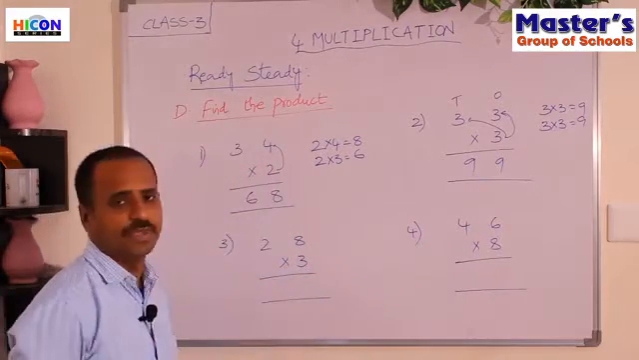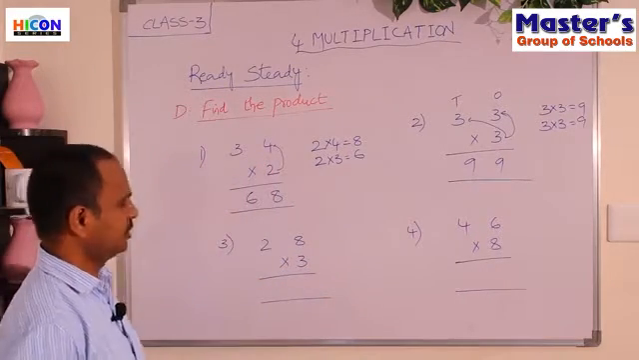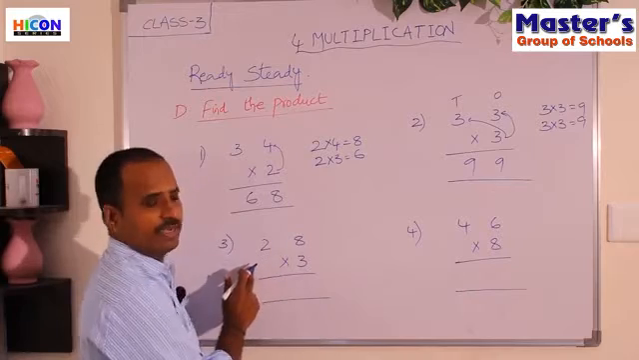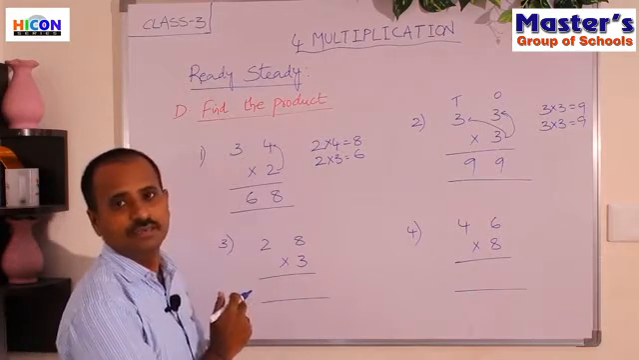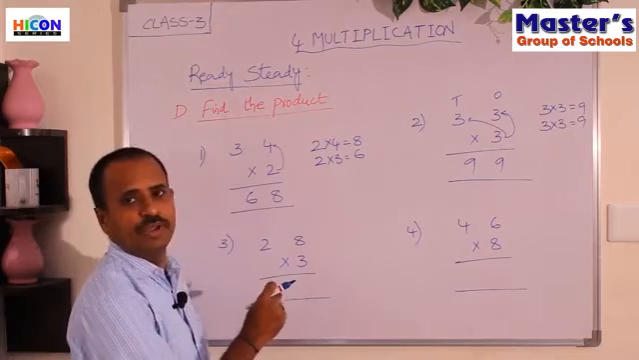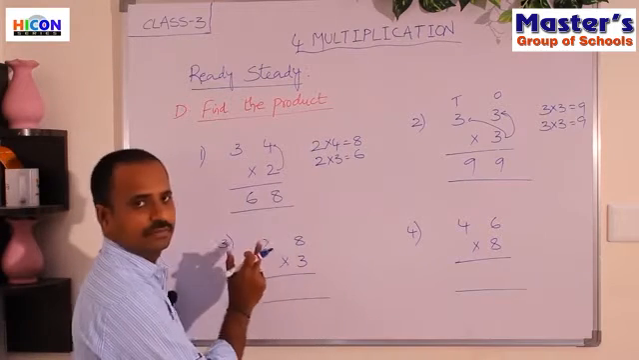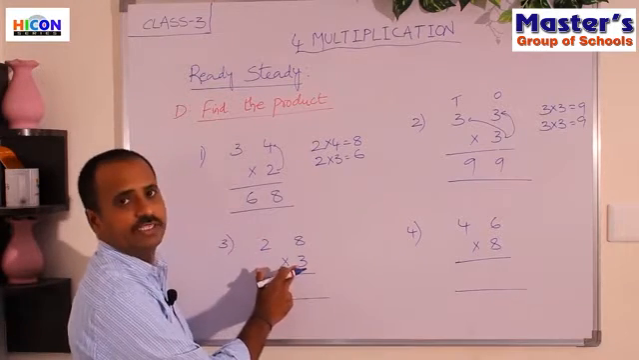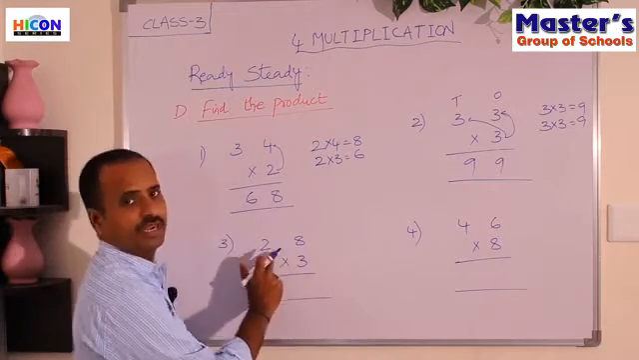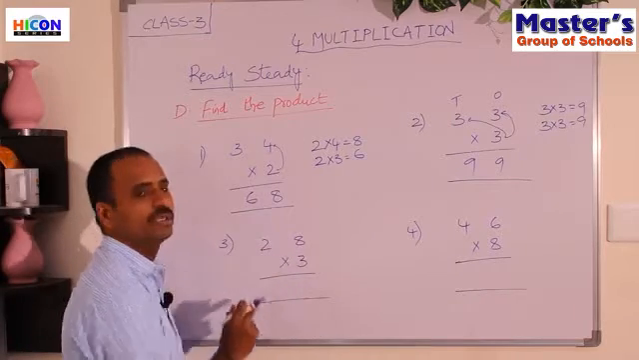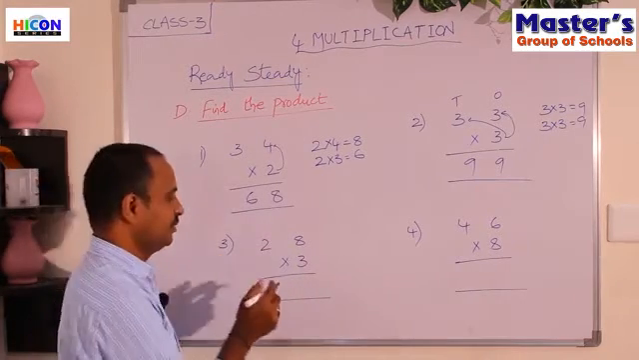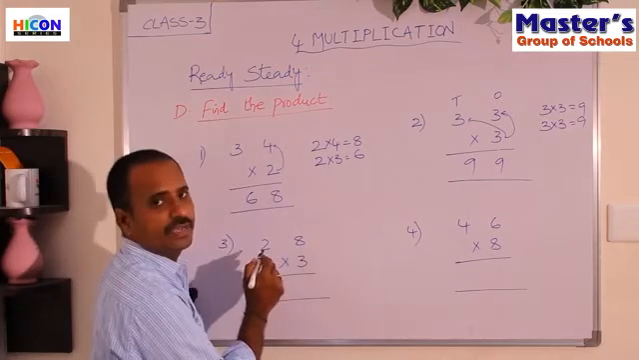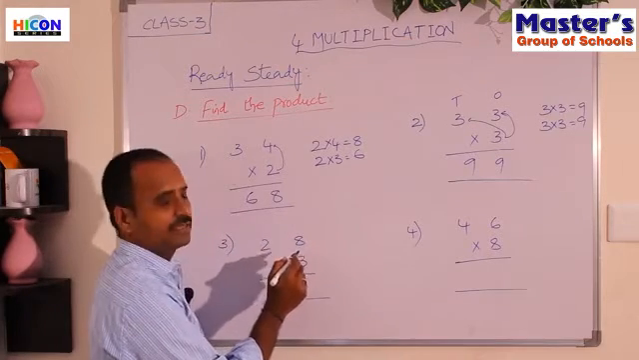See the third problem here. So children, the given number is 28. And with which number do we have to multiply 28? 3. So 3 is the single digit number. We have to multiply the number 28 with 3. So how can we multiply? Again the same process. First multiply 3 with the ones place. So what is the ones place?